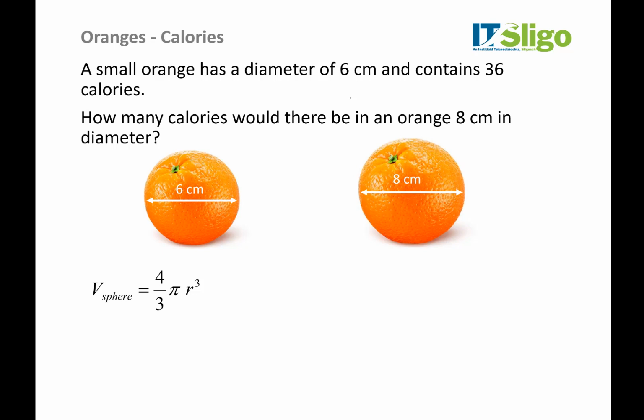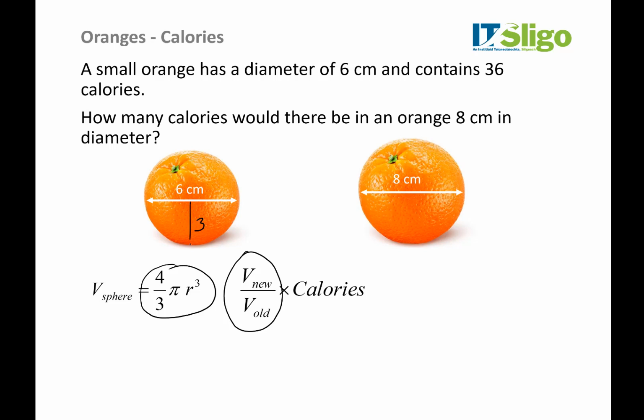So the volume of a sphere is given by this. What we want to do is compare the new volume to the old volume, and then multiply it by the old calories. This is the crucial bit here. So we want to put in, first of all, the radius. Well, the radius will be 3, and that's what will go in for the old volume. And then the radius here is 4, and that'll go in for the new volume. Sorry, wrong place.